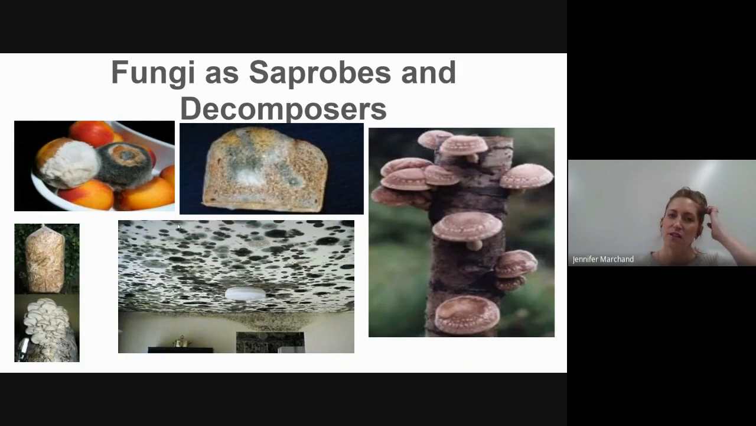So these are some saprobes or decomposers. Mold is one, as you can see here. This is the inside of a house, which is really, really scary. And then you have probably either a bathtub or something up here. Then it got wet, and now there's mold growing. Okay, so what that mold is actually doing is decomposing that wall. You can also see it on the bread and then on this fruit here as well.